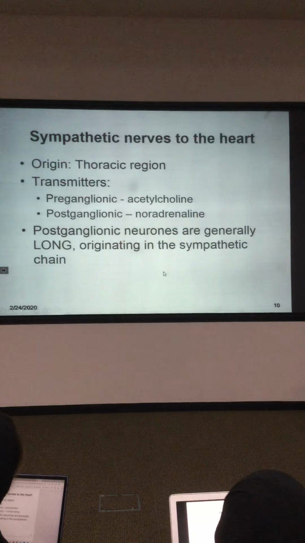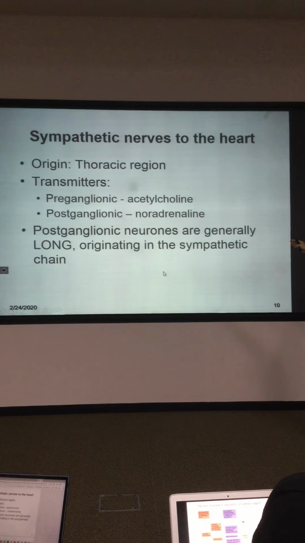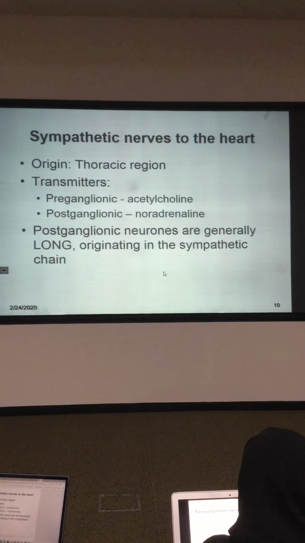So these are just some characteristics of sympathetic nerves. Where do they come from? Come from there. What are the transmitters? Preganglionic is acetylcholine and postganglionic is noradrenaline. And what do I mean by that? I'll explain in a moment. And you can see that the postganglionic neurons are generally long, originating in the sympathetic chain.